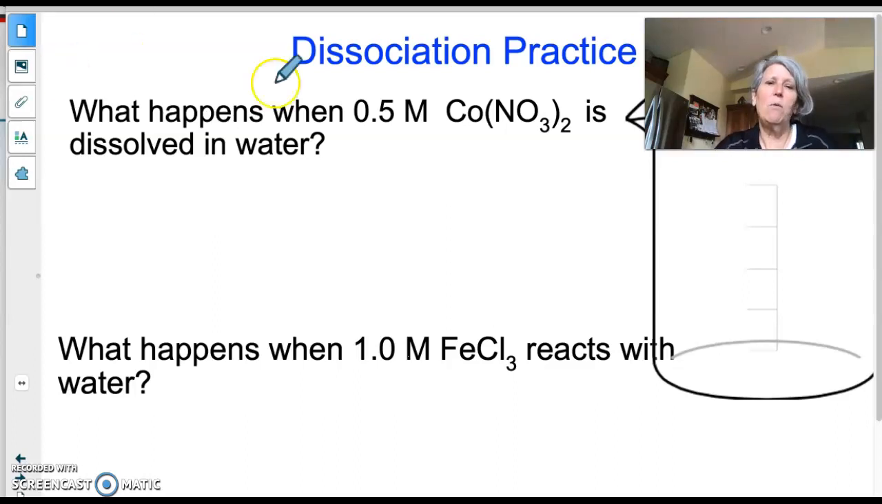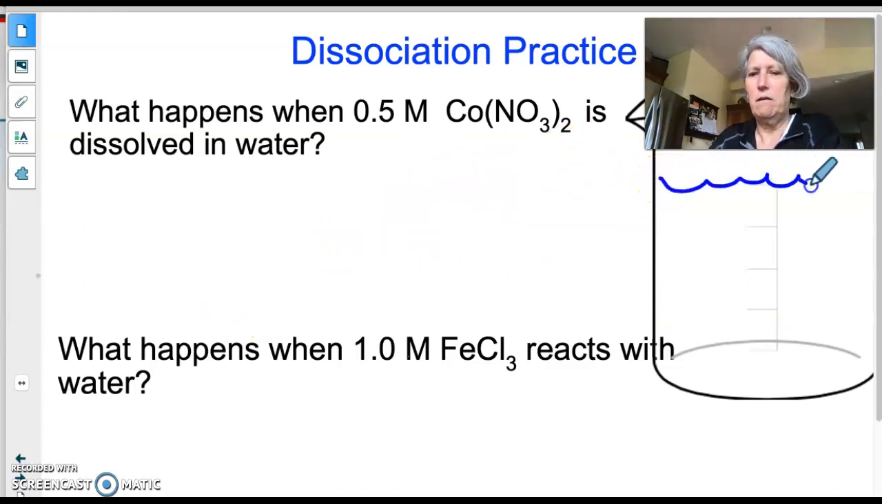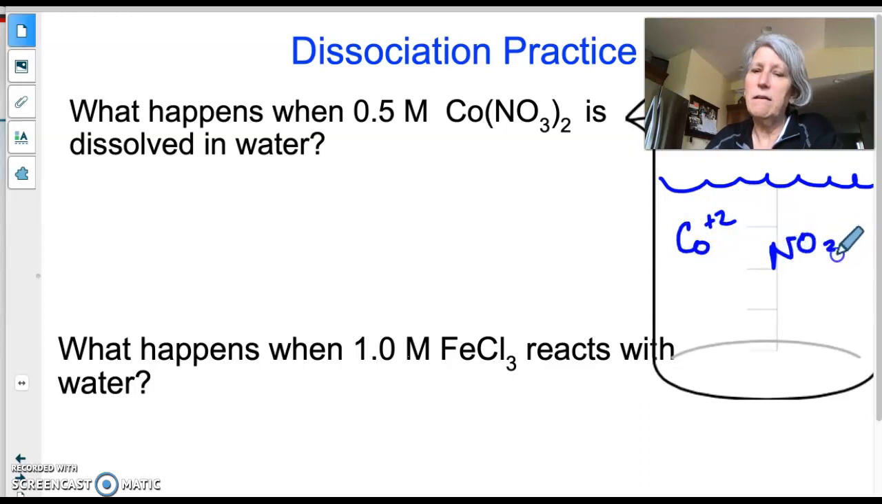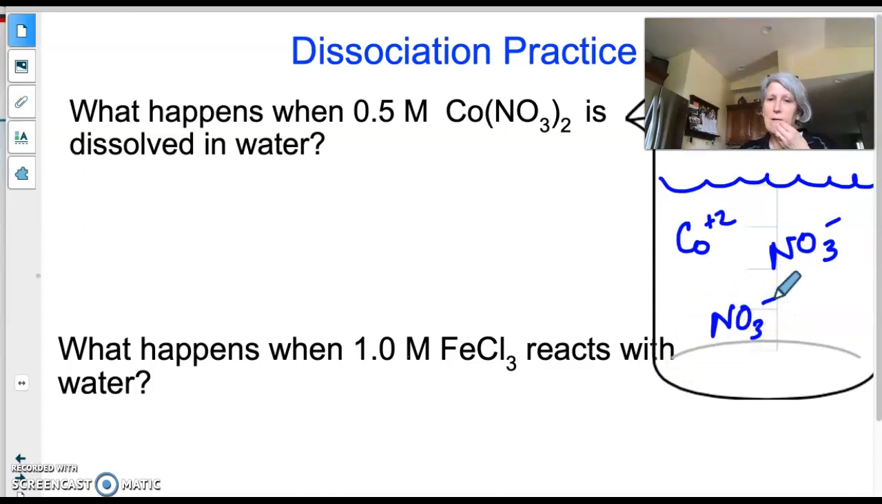What happens when 0.5 molar cobalt-2 nitrate is dissolved in water? What would that look like in this beaker? Okay, well, let's see. Let's draw some water. So here is my water that I'm going to draw. And the cobalt nitrate would have a cobalt with a +2. But now there's 2 nitrates for every 1 cobalt in that formula. So I'm going to draw 2 nitrates for every 1 cobalt.